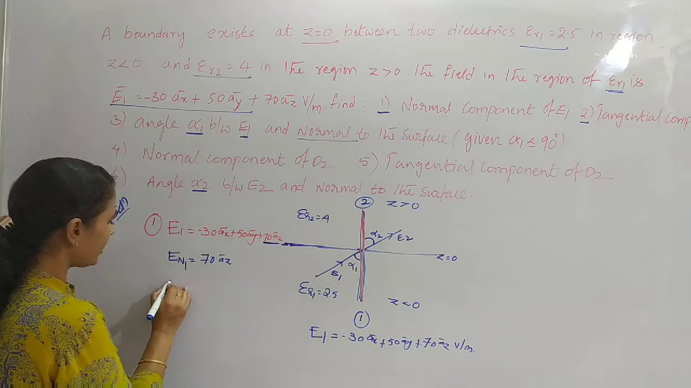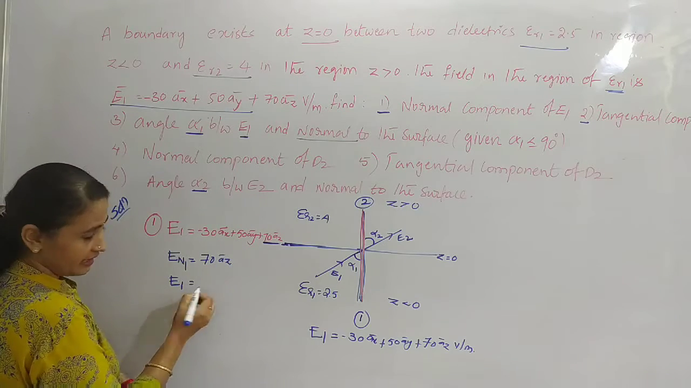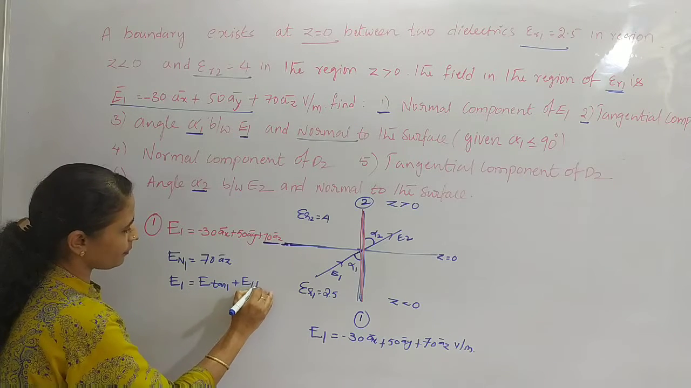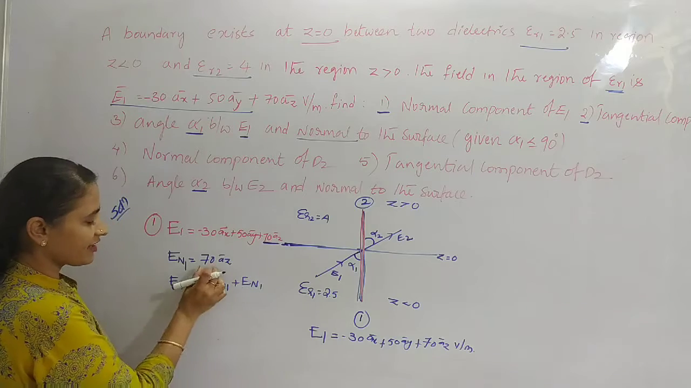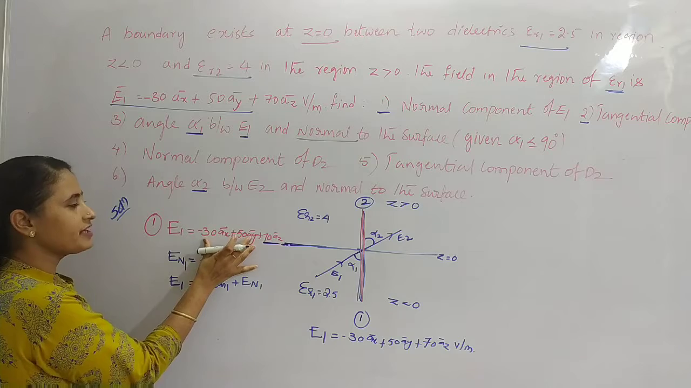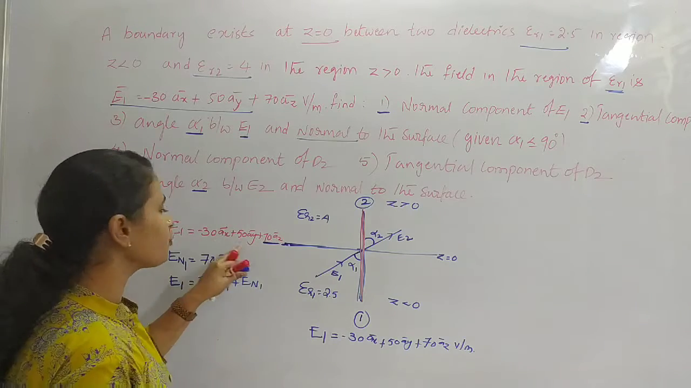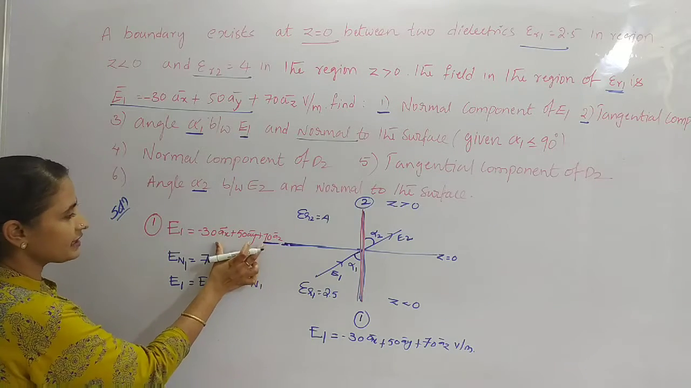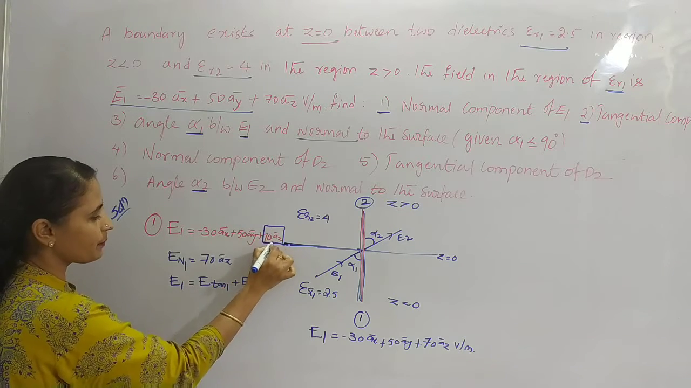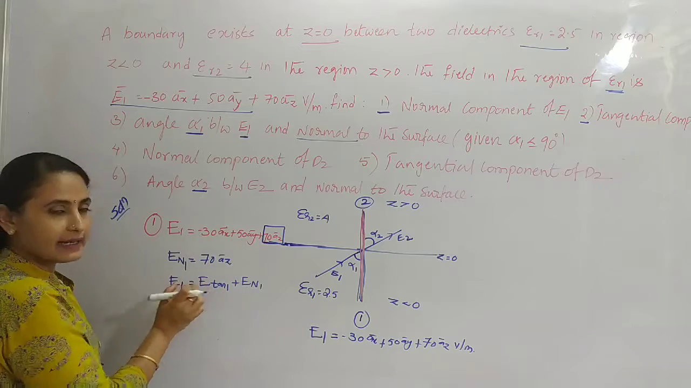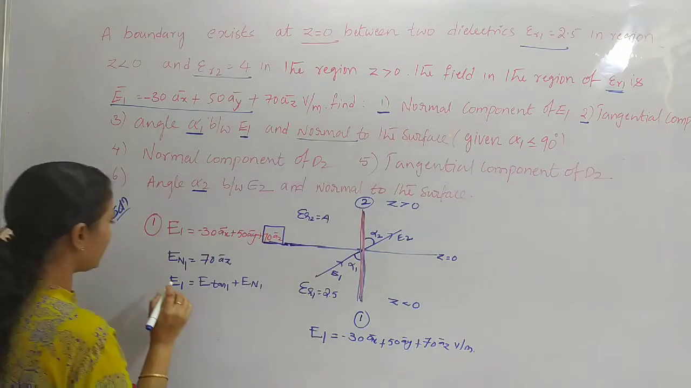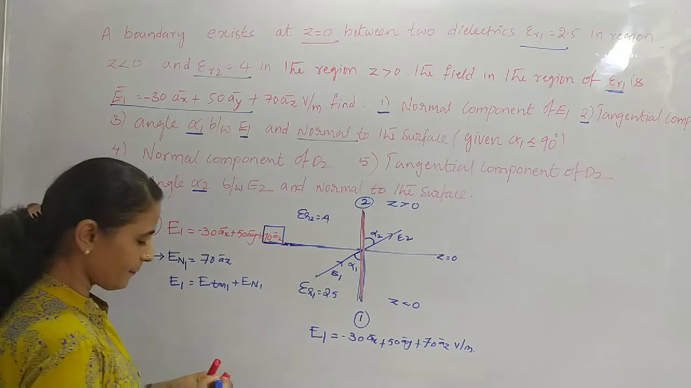We know that the electric field E1 or E2 is the sum of its tangential and normal components. We have noticed that this is the normal component, so the rest will be the tangential component, because the field should be resolved into normal and tangential components. So this is the first part: the normal component of E1.